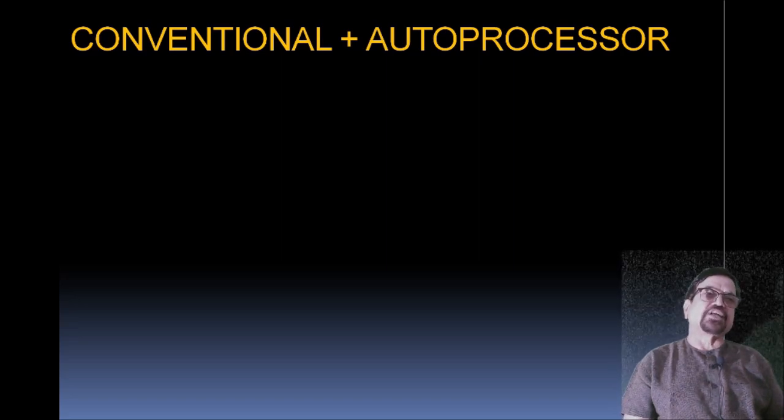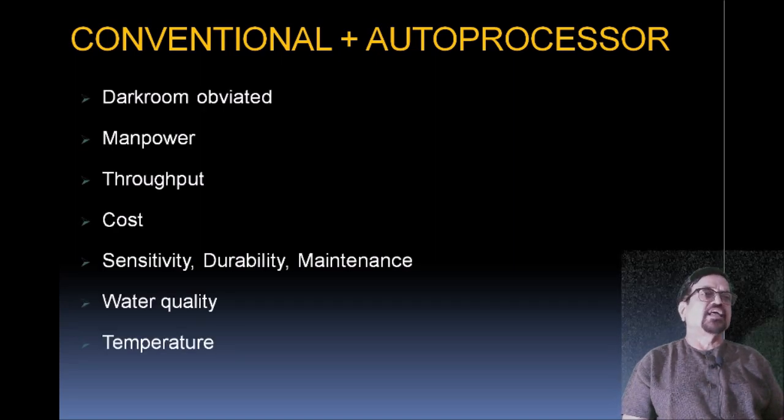After seeing what is conventional, now we'll see what is conventional radiography with the added advantage of an autoprocessor. To some extent, the darkroom operations were better with the autoprocessor. Manpower was reduced. Only one person was needed to feed the autoprocessor. Then throughput was better. It was giving a faster throughput.